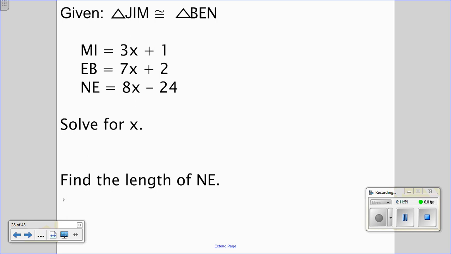This is a similar question. Make sure you pay attention to the order in the triangles. It wants you to solve for x. And then after you solve for x, find the length of NE. Snap a photo and submit.